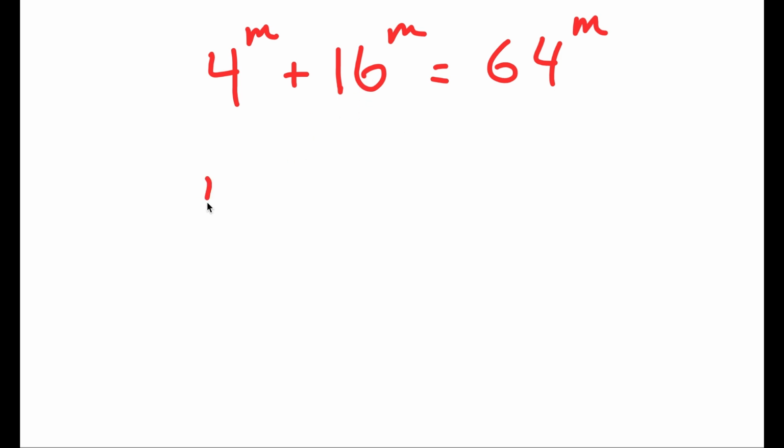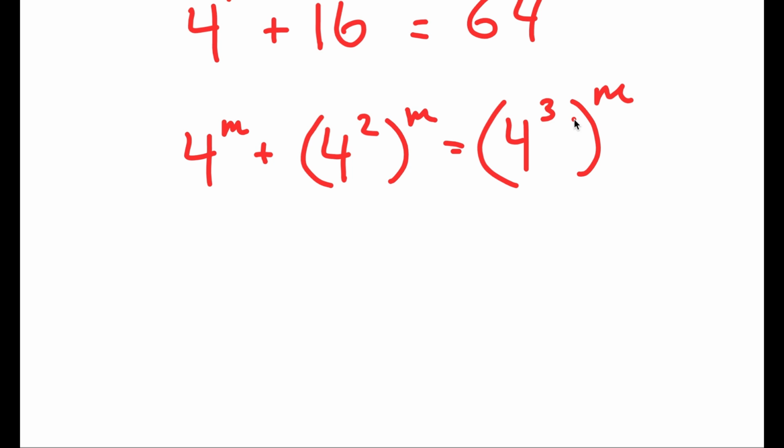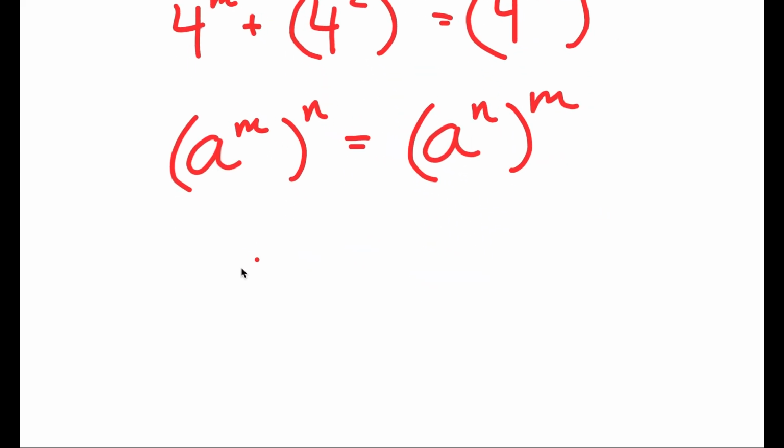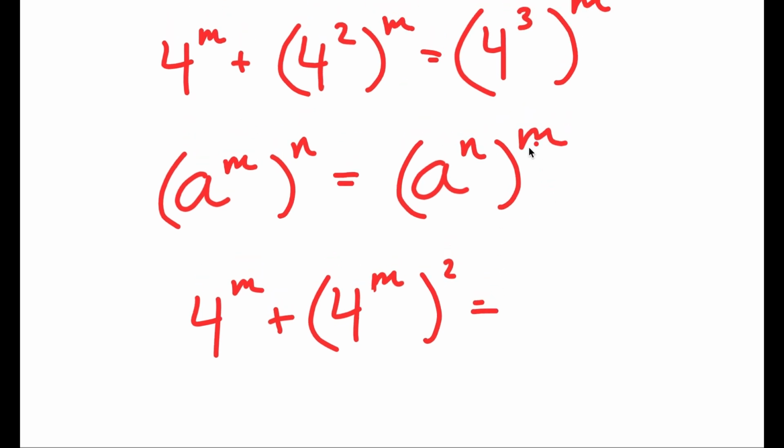Now from here, I'm going to rewrite 16 as 4 squared. And I'm going to rewrite 64 as 4 to the power of 3. Now, if I have something in the form a to the power of m to the power of n, this is equal to a to the power of n to the power of m. So 4 to the power of 2 to the power of m turns into 4 to the power of m to the power of 2. And 4 to the power of 3 to the power of m turns into 4 to the power of m to the power of 3.